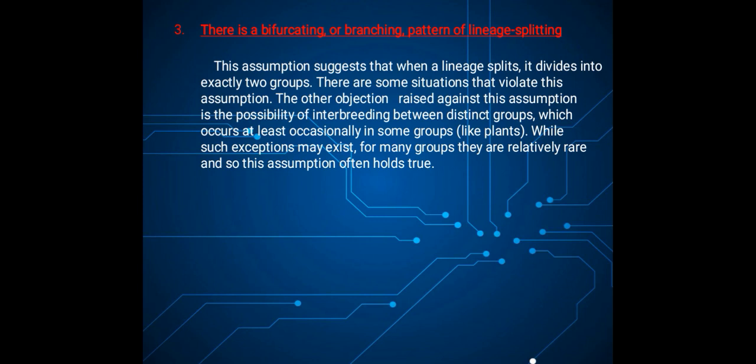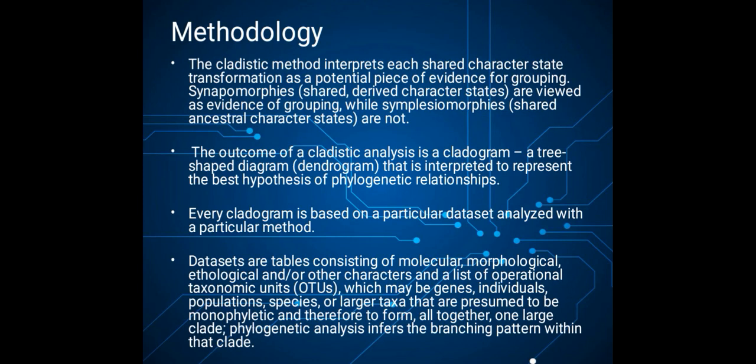There is a bifurcating or branching pattern of lineage splitting. This assumption suggests that when a lineage splits, it divides into exactly two groups. There are some situations that violate this assumption, and the other objection raised against this assumption is the possibility of interbreeding between distinct groups, which occurs at least in some groups, like plants. While such exceptions may exist, for many groups they are relatively rare, and so this assumption overall holds true.